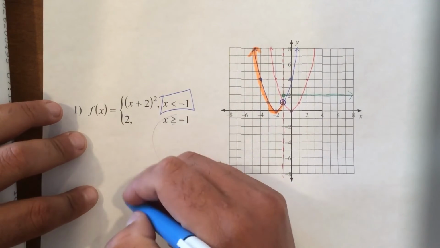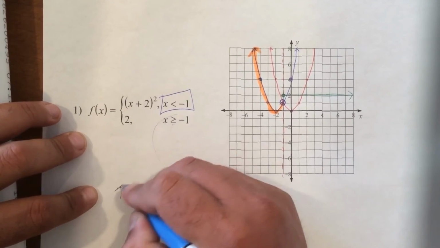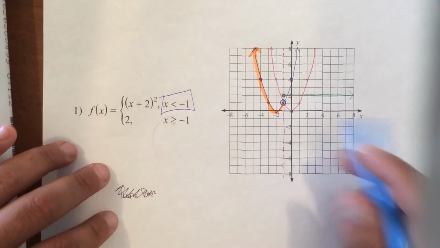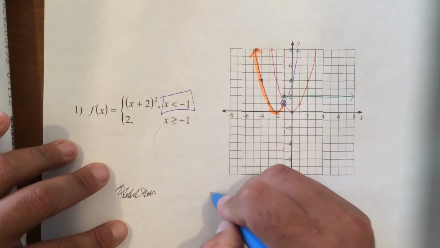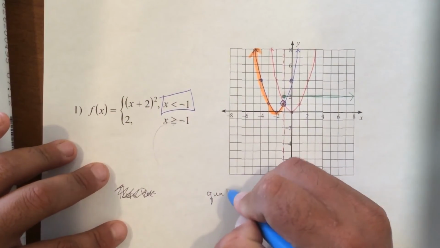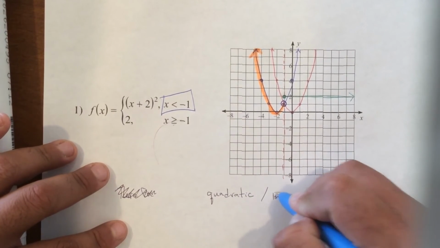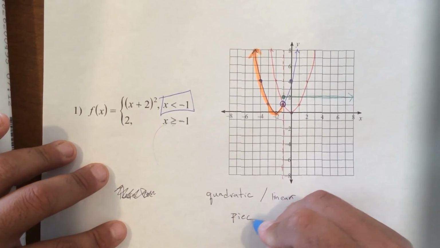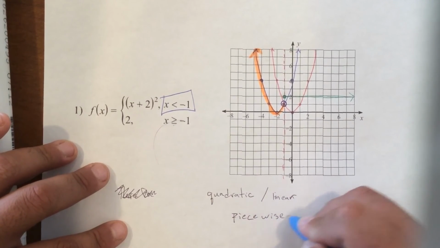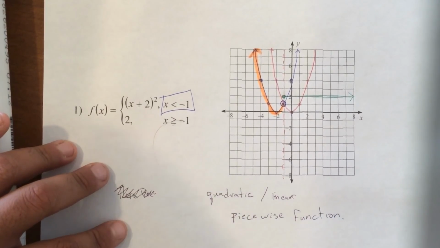So therefore, actually no, we don't have to do that. But when you flip it over, I do want you to write that this is a quadratic linear piecewise function. Remember, this is going to go on the flip side.